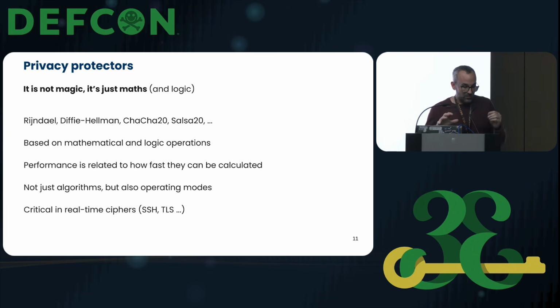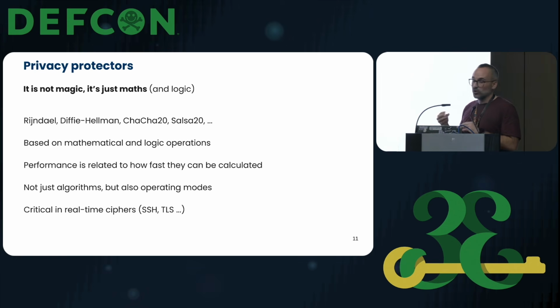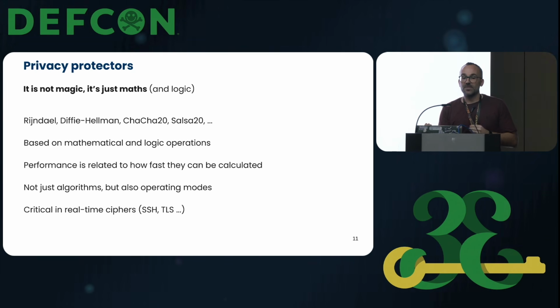Okay, all of these algorithms are just math and some logic. The names like Rijndael, Diffie-Hellman, ChaCha, and Salsa are the names of algorithms that, as I say, are based on mathematical and logic operations, and a key aspect of these algorithms is their performance. The performance is the speed of how quickly they can encrypt and decrypt data.